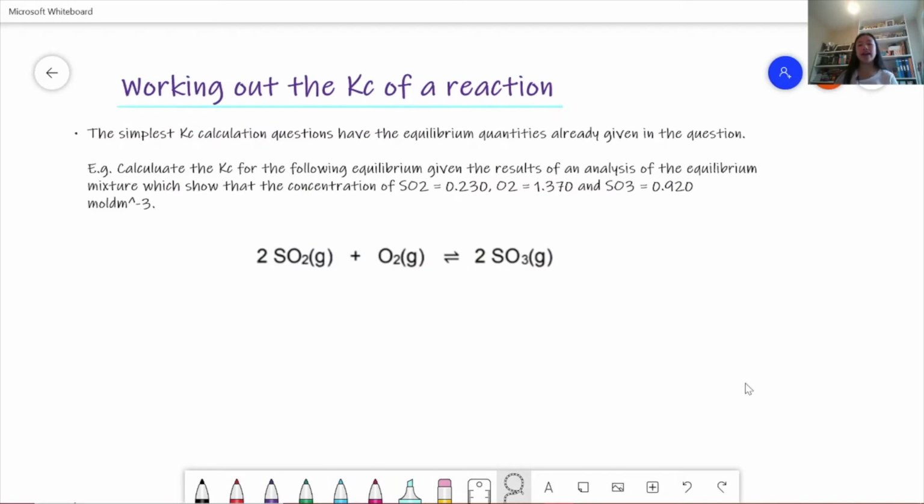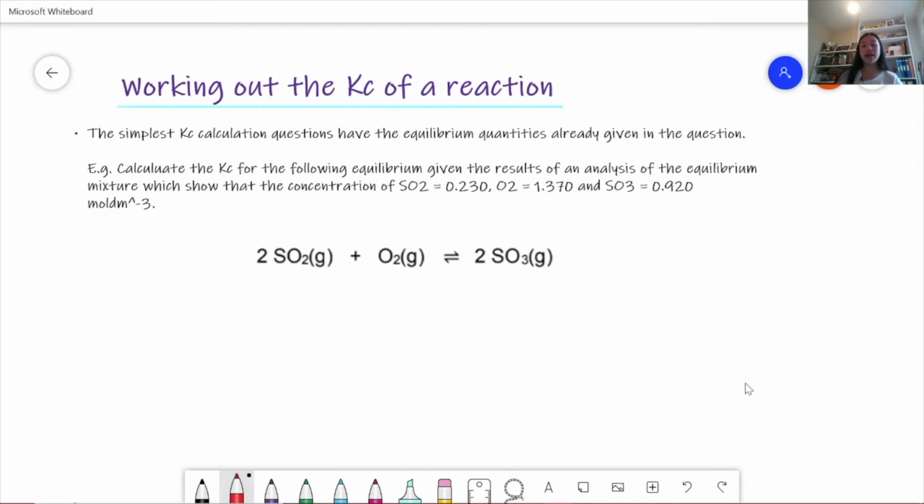So now we're going to discuss how to work out the Kc of a reaction. The simplest Kc calculation questions actually give you the equilibrium quantities already in the question. So the equilibrium quantities are basically how much of everything there is when it is in equilibrium. Calculate the Kc for the following equilibrium given the results of an analysis of the equilibrium mixture, which show that the concentration of SO2 equals 0.230 moles per decimeter cubed, oxygen is 1.370 moles per decimeter cubed, and SO3 is 0.920 moles per decimeter cubed.